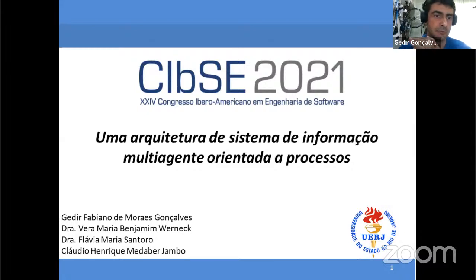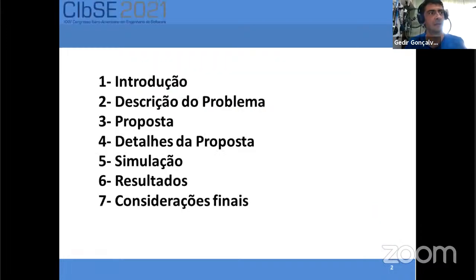Hoje eu trago para a apresentação uma arquitetura de sistema de informação multiagente orientada a processos. Esse trabalho foi desenvolvido em conjunto com a doutora Vera Maria Werneck, professora na UERJ, com a doutora Flavia Maria Santoro, também professora da UERJ, e com o Claudio Henrique Jambo, que também é aluno de mestrado. A apresentação está dividida em 7 sessões, para facilitar a abordagem dos assuntos.